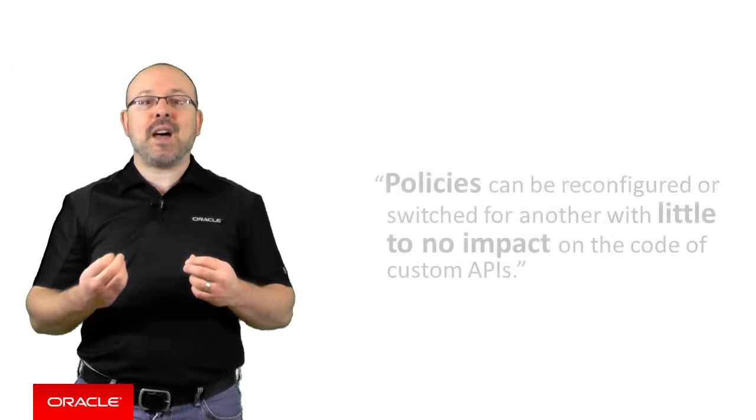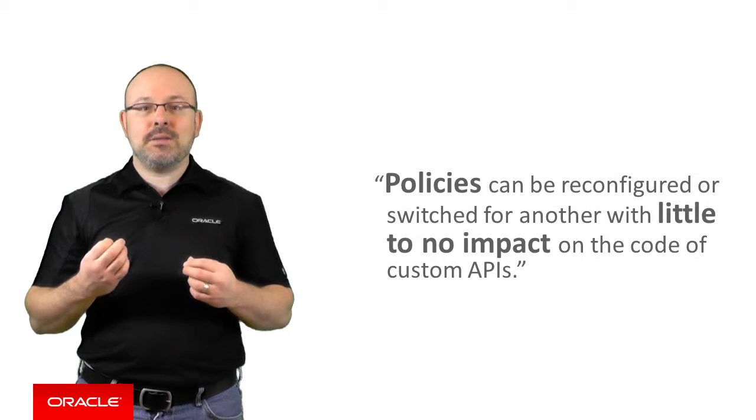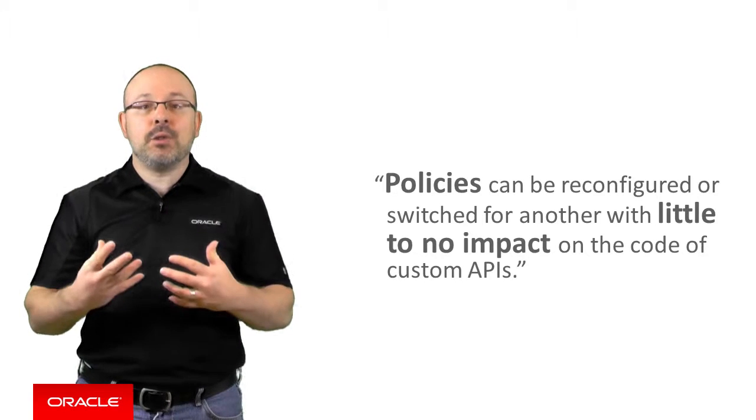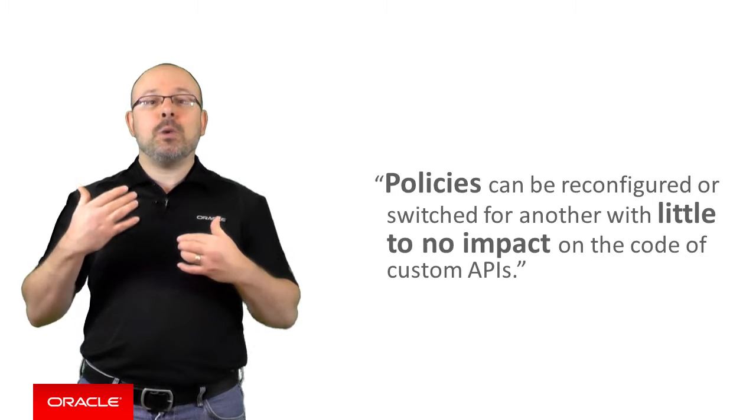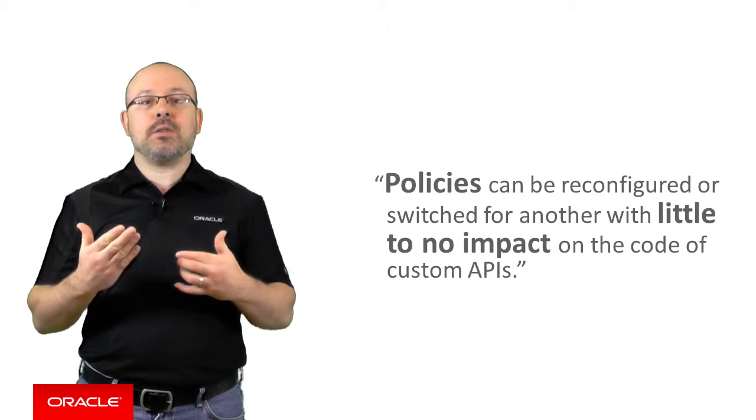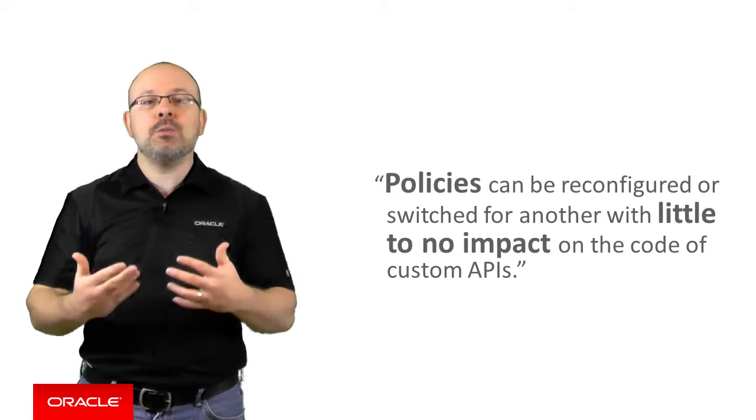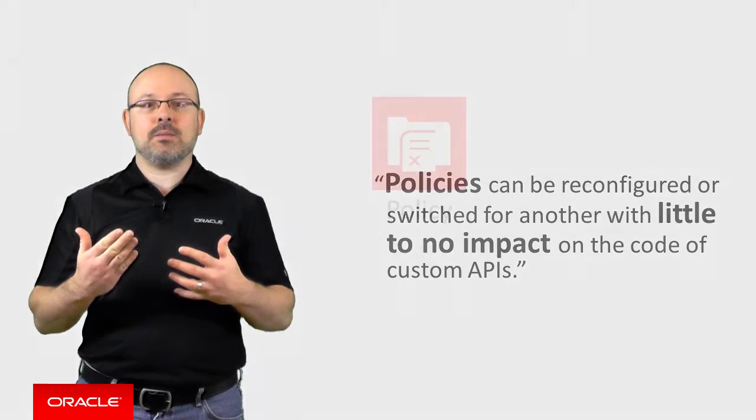In MCS, connector API security is declarative. You do not have to write code to implement security, but rather configure security by applying a security policy to the connector API. The fact that policies are declarative means they can be reconfigured or switched for another with little to no impact on the code of custom APIs that consume the connector APIs.